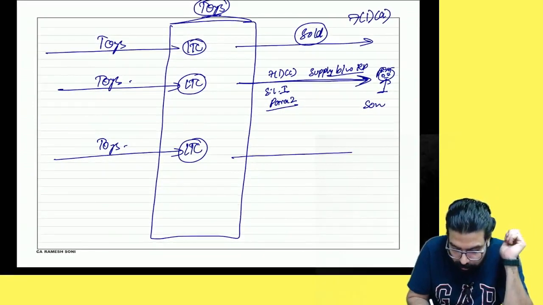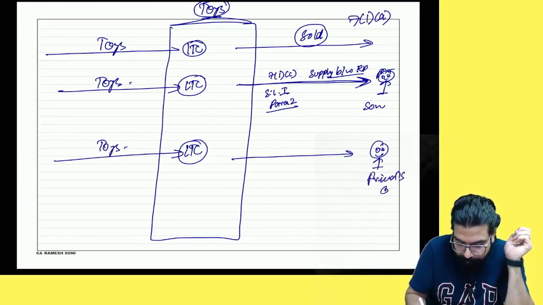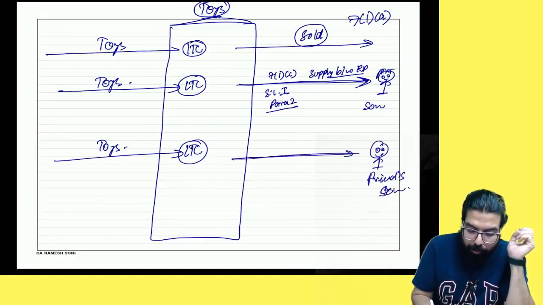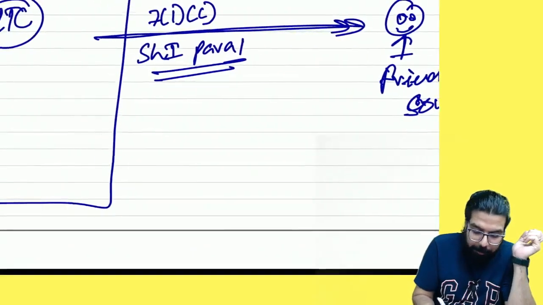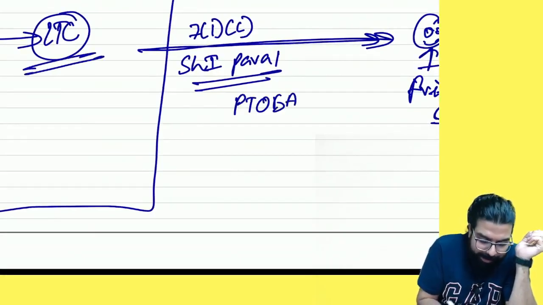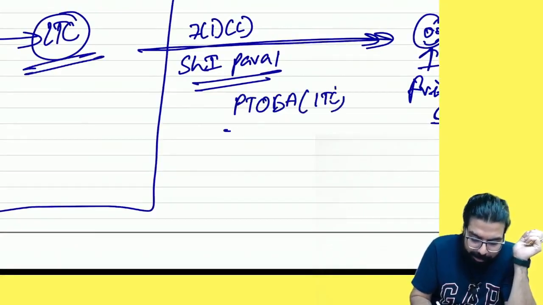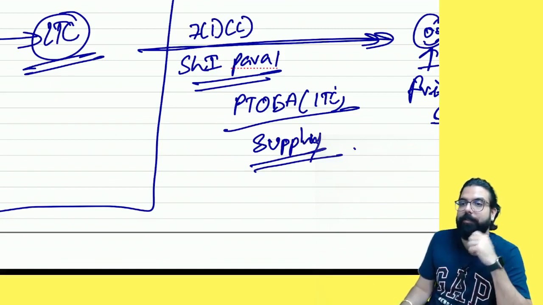Now, my friend's son came. He told, uncle, I want one toy. I told, take and go. 7(1)(c), Schedule 1, para 1 or 2? What is it? Permanent transfer of a business asset. Did I take the ITC? Will it be a supply? Is my point clear to all? Anyone, any doubt till here? Tell me.